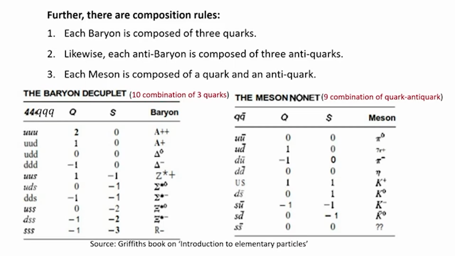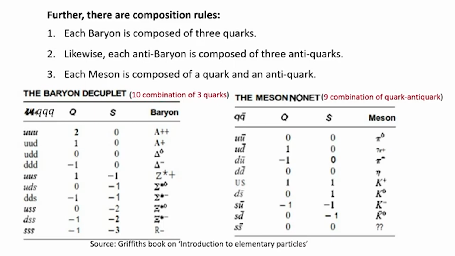Further, there are composition rules. Each baryon is composed of 3 quarks, and each antibaryon consists of 3 anti-quarks. Each meson is composed of a quark and an anti-quark. So, this is important.